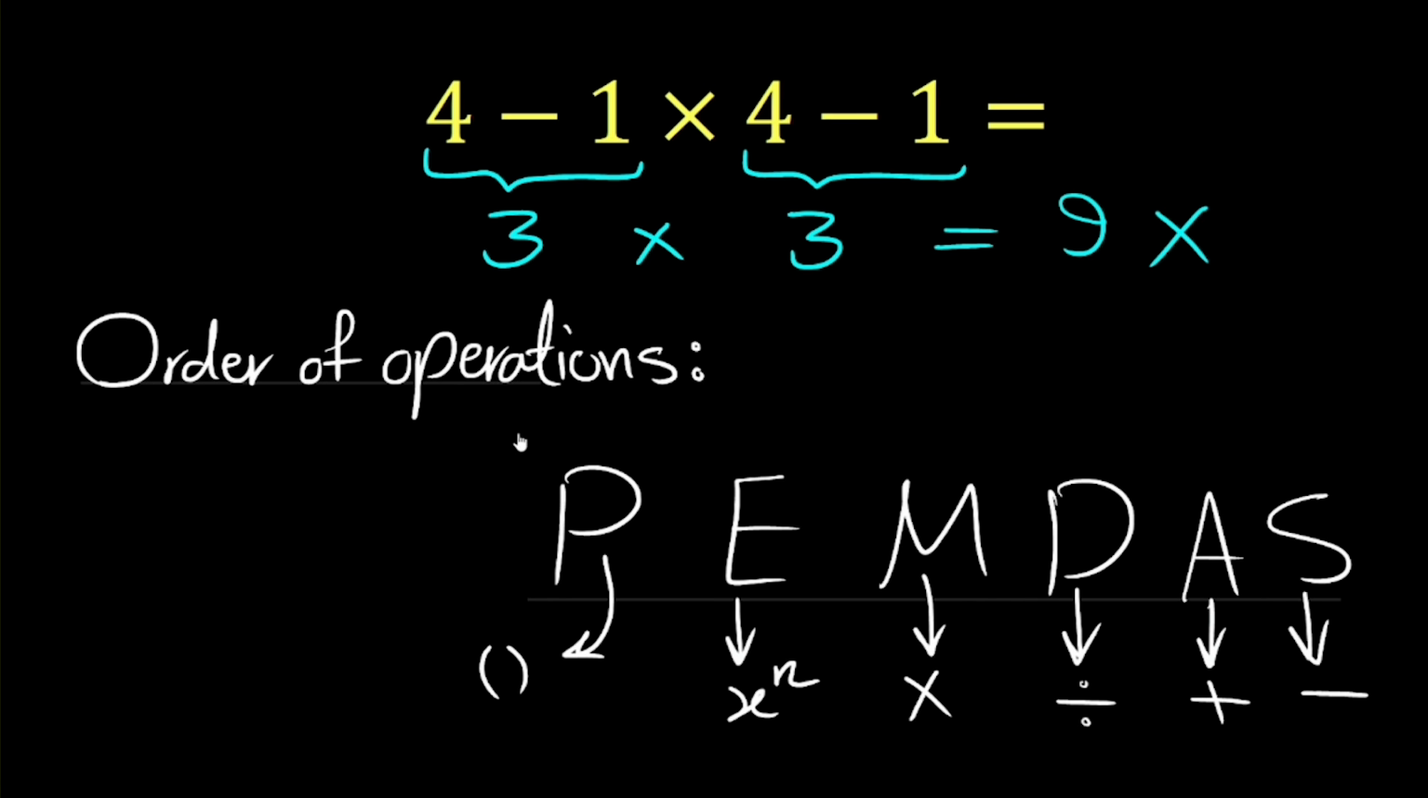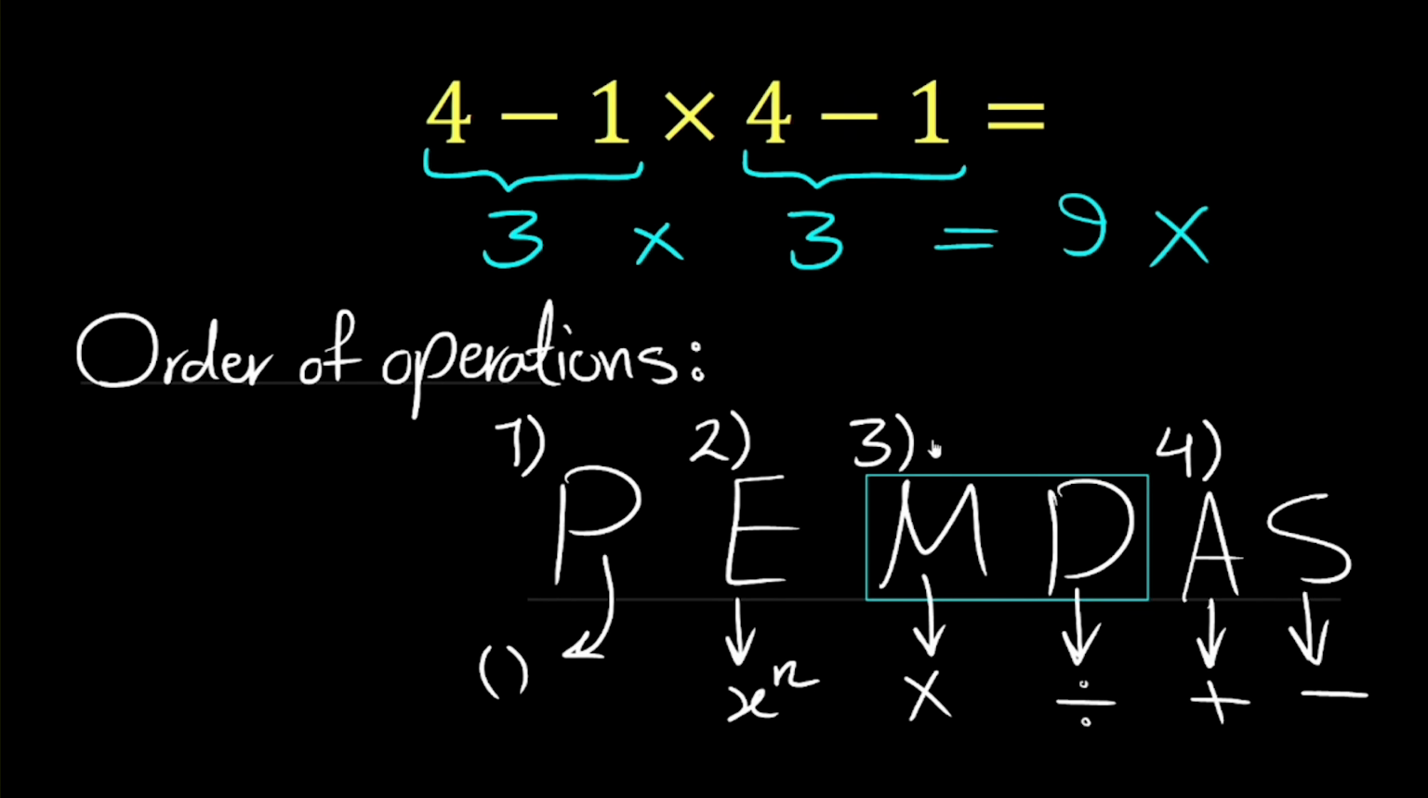According to PEMDAS, in every mathematical expression, we first solve parentheses, then the exponents, then multiplication and division, and finally addition and subtraction. Keep in mind that multiplication and division have equal priority. That means if an expression contains both operations, we move from left to right, performing whichever operation we reach first. This rule also applies for addition and subtraction.